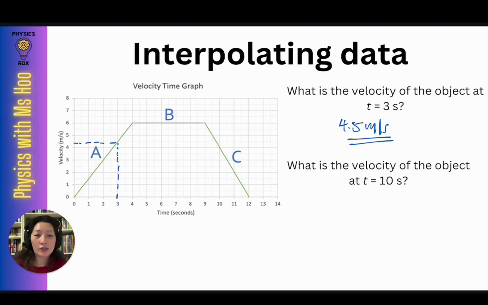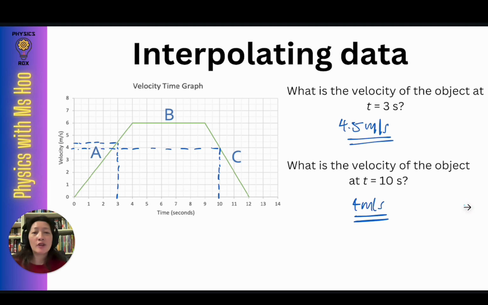Now, moving on to the next question. What is the velocity of the object at t equals 10 seconds? Same thing. You need to add the dotted lines to show this is where we're getting the number from. Please use a ruler and use a pencil to draw the dotted lines, and you get 4 meters per second. So to interpolate data means to find the additional value within the ranges of the graph.